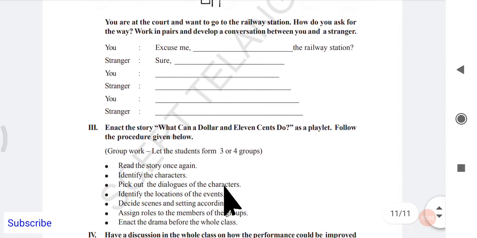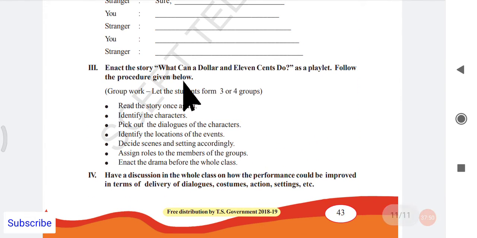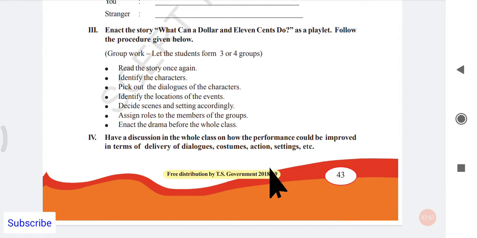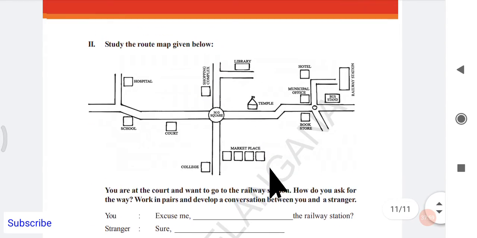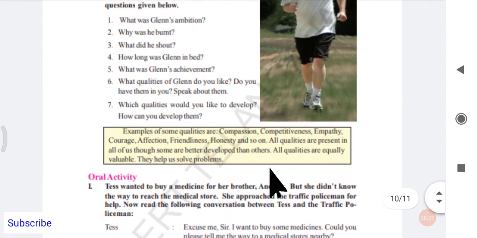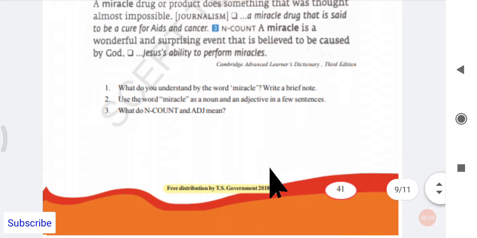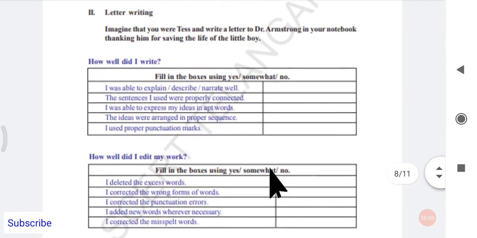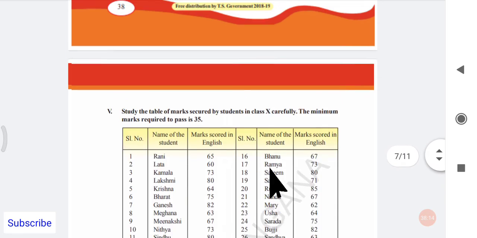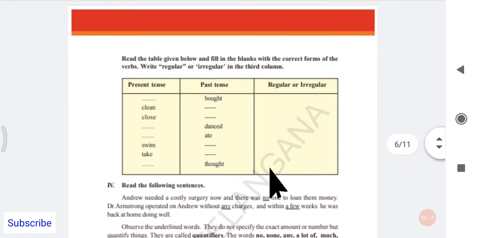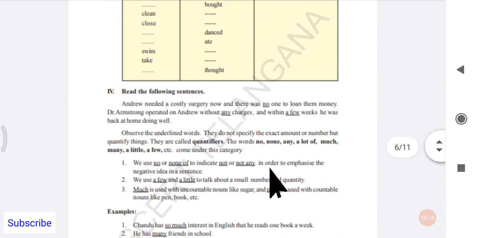That's it, very easy. Next we have enacting the story of What Can a Dollar and 11 Cents Do, that is for the children. All the TET-DSC aspirants, please focus majorly on this, I will just tell you.